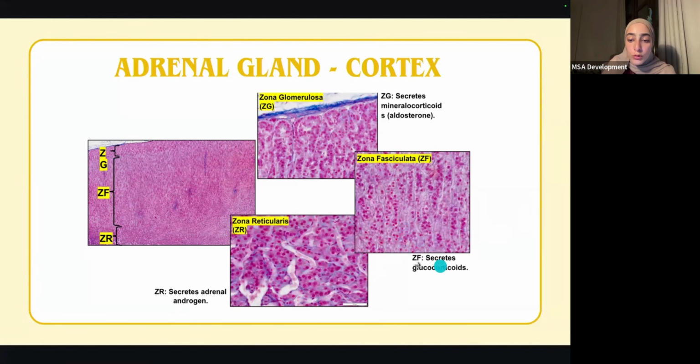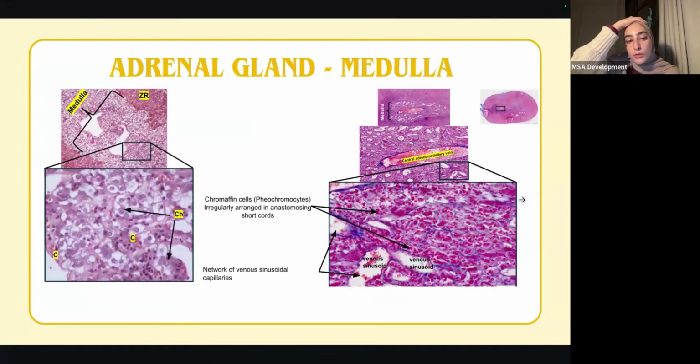This one secretes cortisol or glucocorticoids. This one secretes androgens. Okay. Moving on to the medulla, which is here in the middle. This is the reticularis, and then the medulla comes after it. So another picture here. This is all the cortex, and in the middle is the medulla.